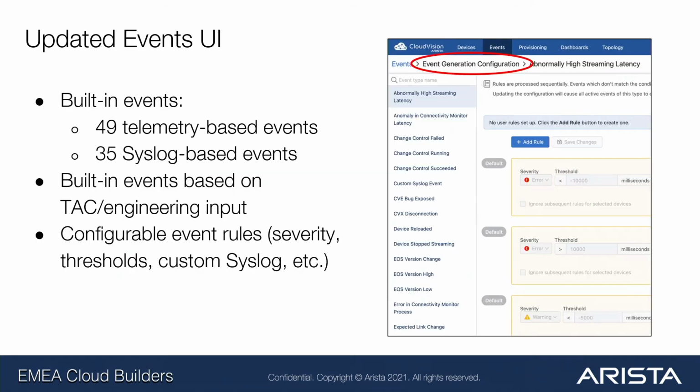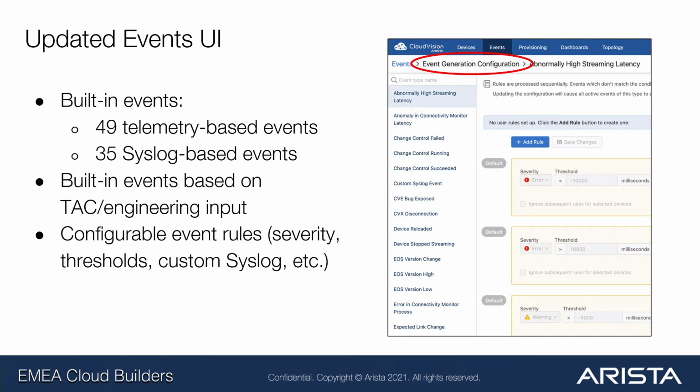Okay, so in terms of the number of events we now support within the platform, we're now up to 49 telemetry-based events. So this is not SNMP based. This is all streamed event data coming in from the switches. So we automatically recognise 49 different event types. So there's a default set of events. You can see here on the left of the screenshot.